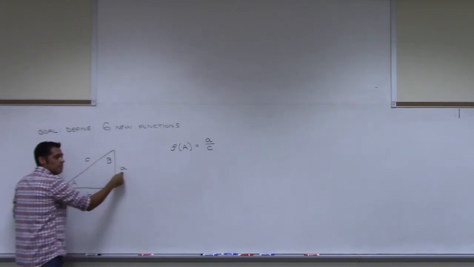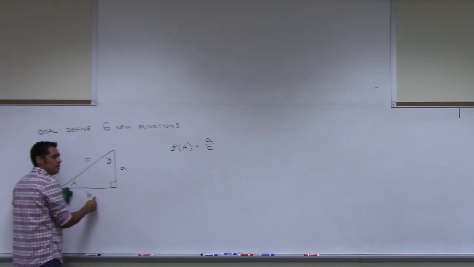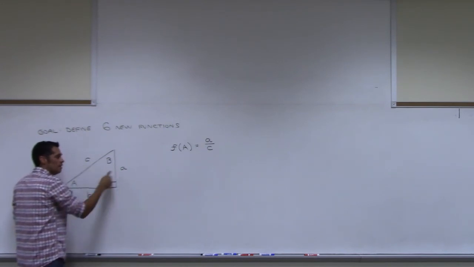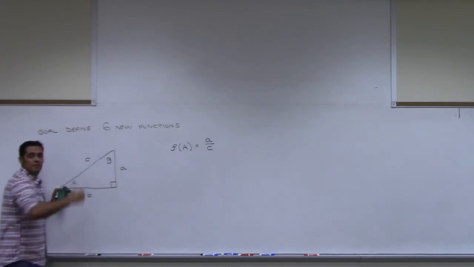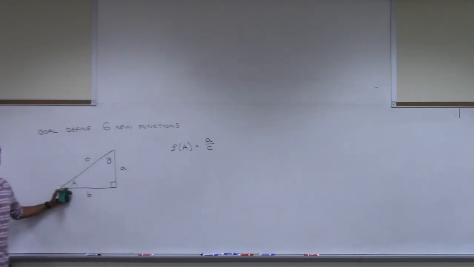I could have done A over B, right? I could have done C over A. I could have done C over B. I could have done B over C. I'm just choosing to define a function this way, all right?